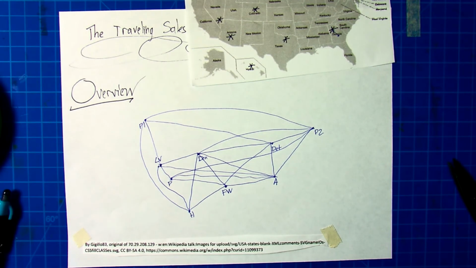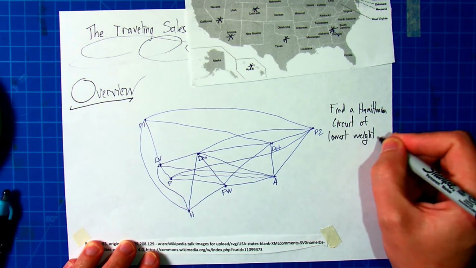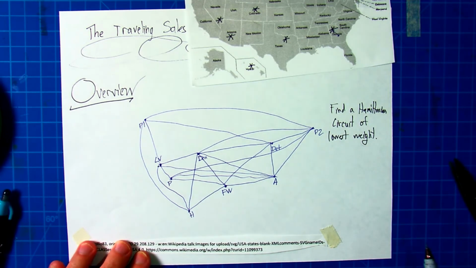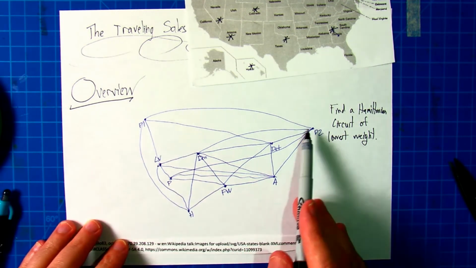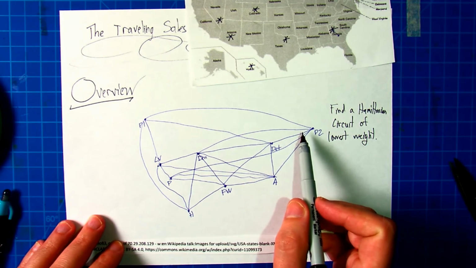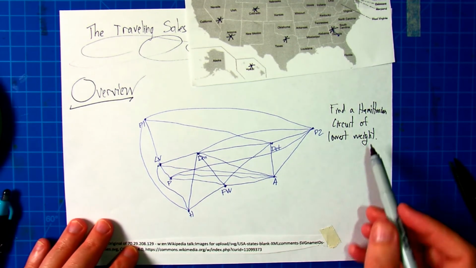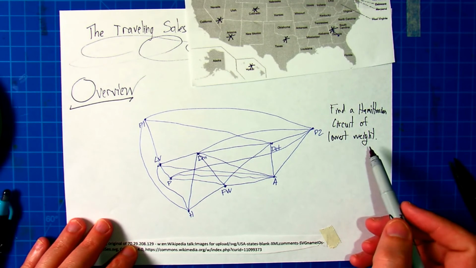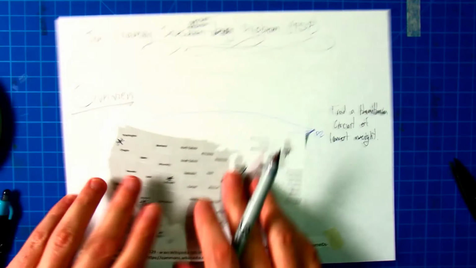What this problem means in terms of graph theory is you're going to find a Hamiltonian circuit of lowest weight, because I didn't say it on this map, but it's probably obvious to anyone who's traveled, there is a cost to traveling from one city to another. So each edge would have a weight associated with it, whether it's in terms of drive time in number of hours or minutes, or flight time in terms of number of minutes or dollars. So you're going to find a Hamiltonian circuit of lowest weight, which means you need to visit each city once and return to your starting location.